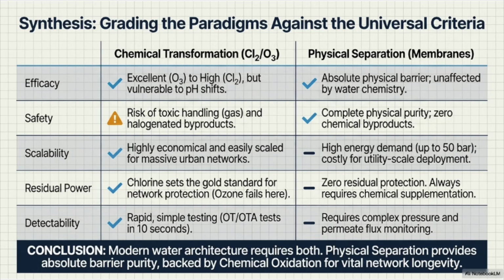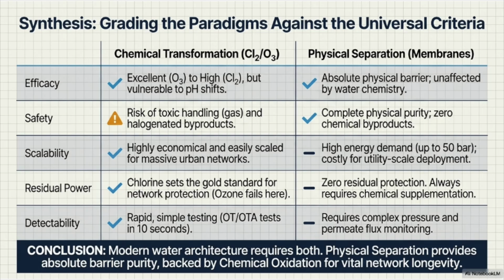In terms of safety, chemical transformation carries a risk of toxic handling with gas and formation of halogenated byproducts, while physical separation offers complete physical purity with zero chemical byproducts. In terms of scalability, chemical transformation is highly economical and easily scaled for massive urban networks, while physical separation has high energy demand up to 50 bar, making it costly for utility scale deployment.